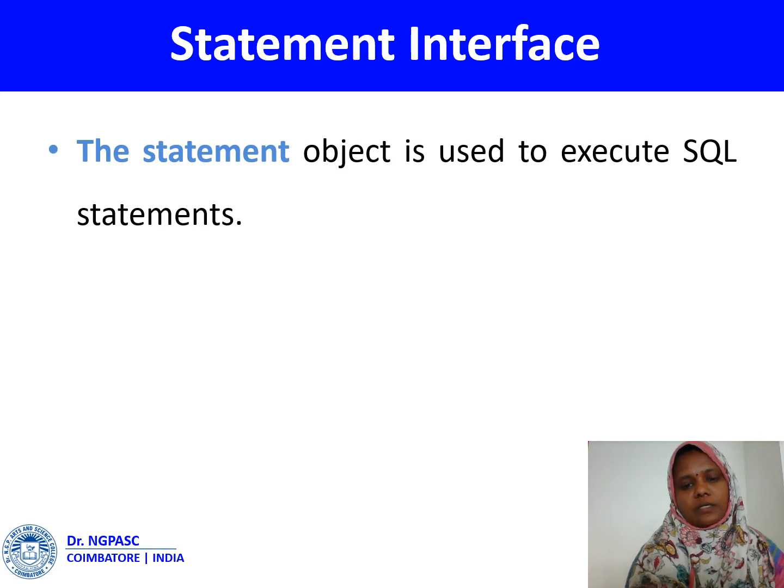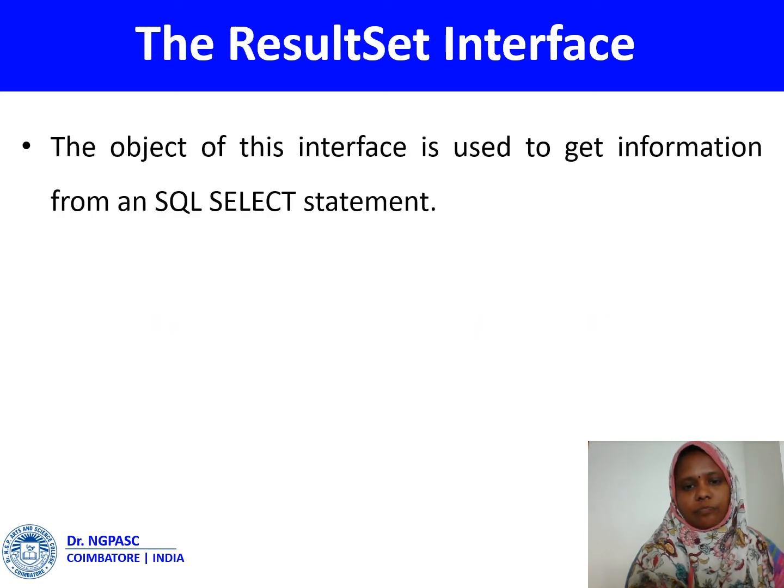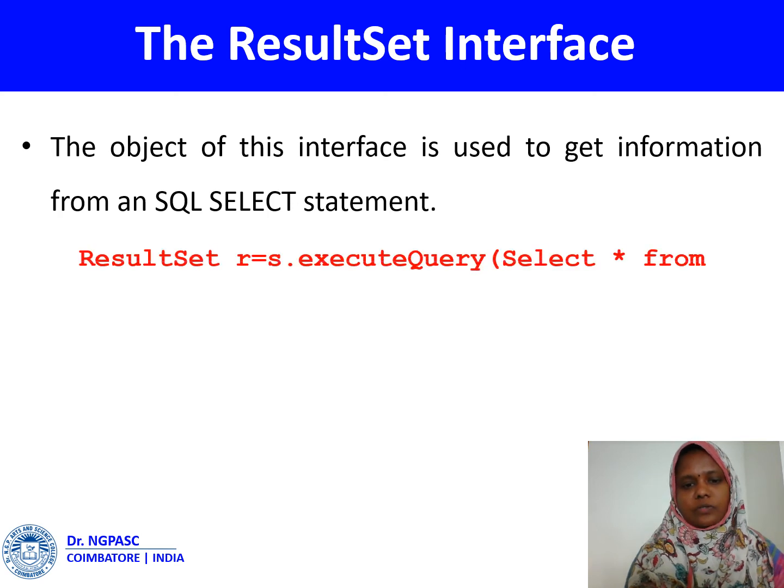The next one is the statement. The statement object is used to execute SQL statements in the databases. So the coding for that statement object is Statement s = con.createStatement. The next one is the result set interface. The object of this interface is used to get the information from the SQL select statement. So the coding for the result set is ResultSet r = s.executeQuery. Then inside the query we write select star from student. So we get all the information from the student table.